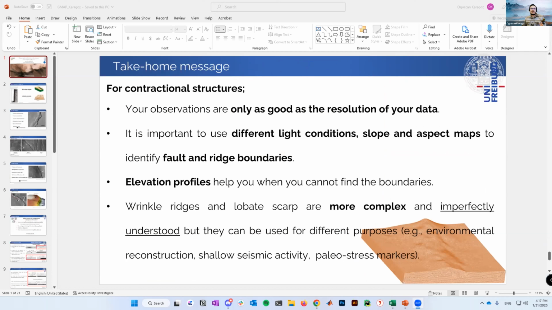The most important part: your observations are only as good as the resolution of your data. You should consider that. Different lighting conditions, slope and aspect maps are useful for boundaries, and elevation profiles always help with that. And don't forget, these features are complex, imperfectly understood, and we are still working on that, but they are very useful for different purposes also. Thank you.